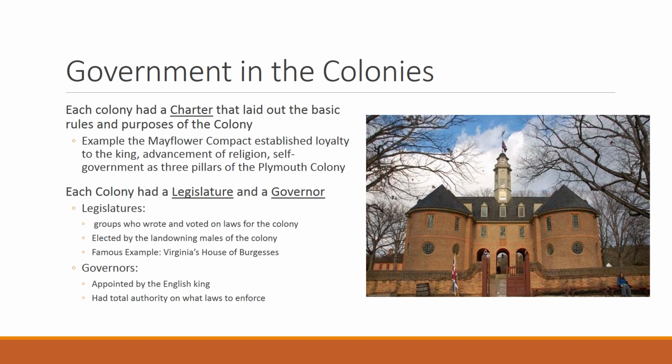There's a really famous example of this. It's Virginia's House of Burgesses, which you see pictured there. This was the very first colonial legislature, set up in the early 1600s.